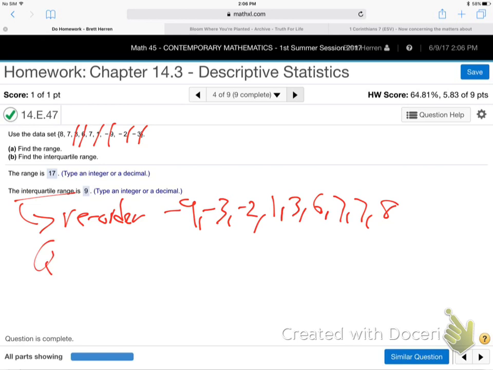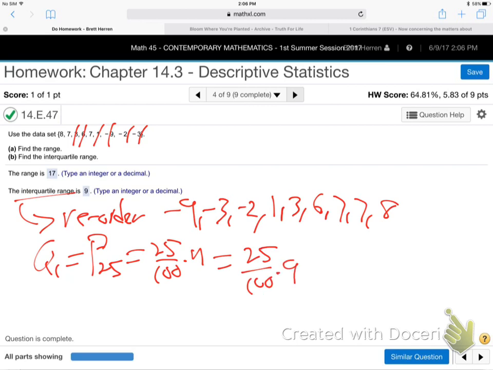What's the Q1? Remember, it's P25. 25 over 100 times the number of numbers, which we just said is 9. A fourth of 9 is 2.25. Round it up. Third number on the list. There it is. So that's the Q1. Is that too quick? P25: 25 over 100 times n, which is 9, is 2.25. Round it up. So third number. There's the third number.